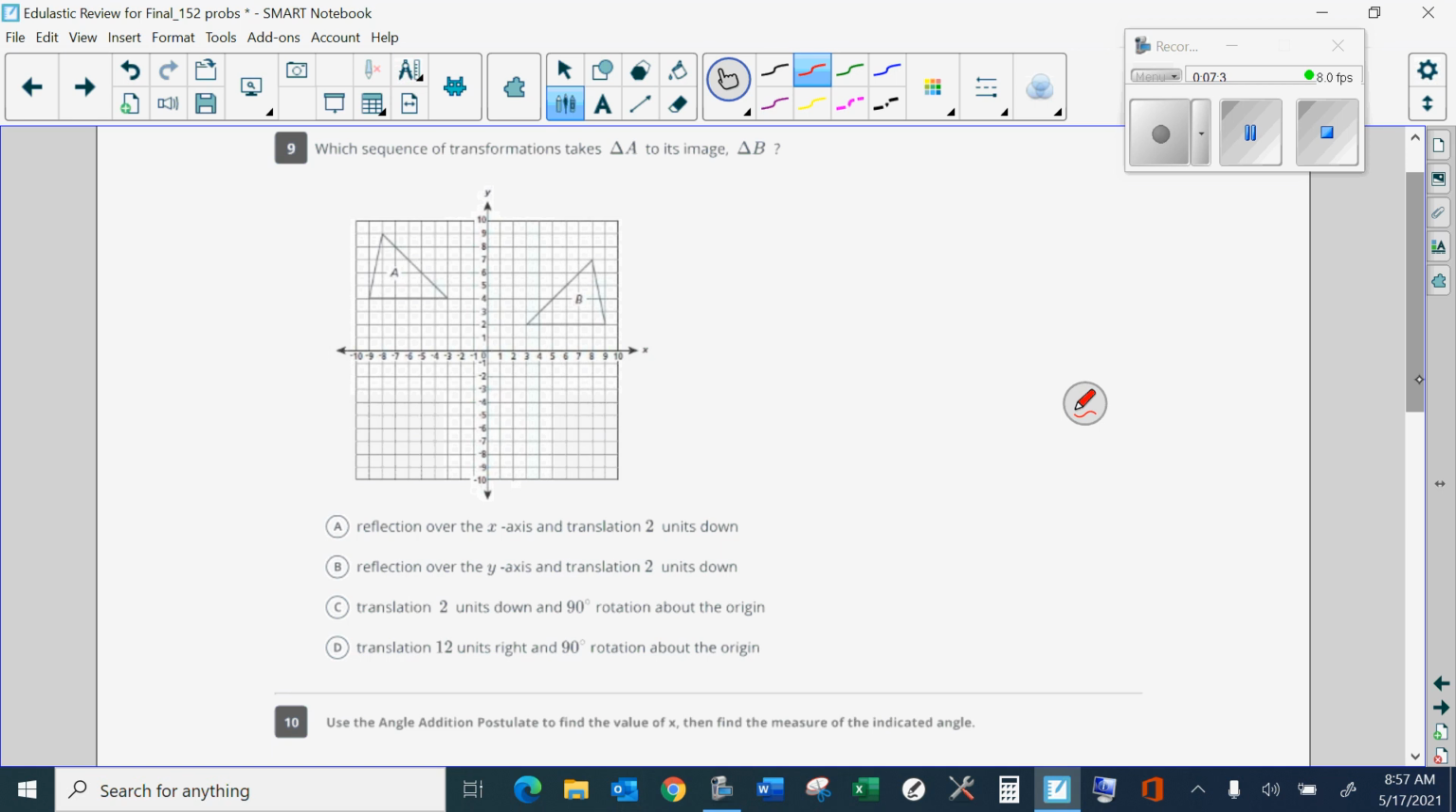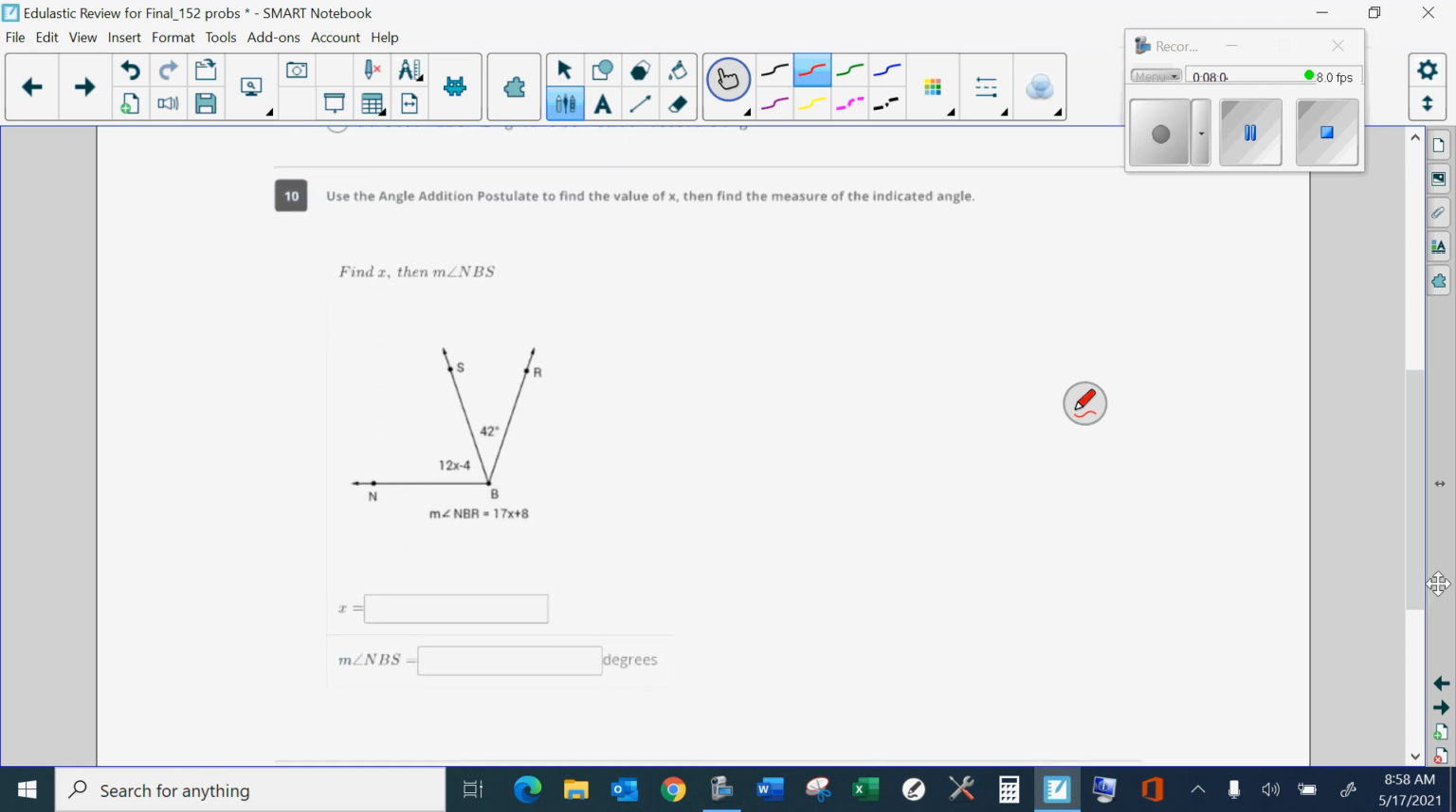Which sequence of transformations reflects A to B? Reflection over the x-axis? No, it's not going to be over the x, we're going over the y-axis. Reflection over the y-axis and then 2 units down. So this is going to go 1, 2, 3, 1, 2, 3, and then 2 down. That would work. Yep. If I follow that, that will take it right onto it.